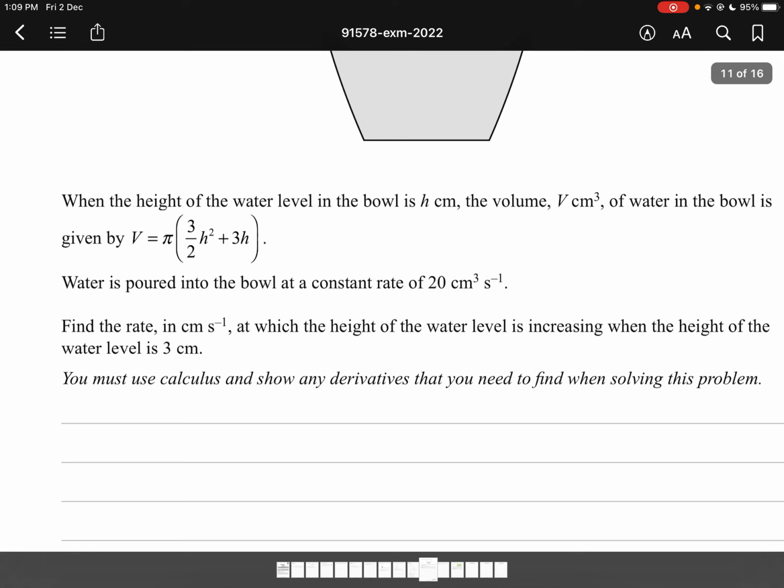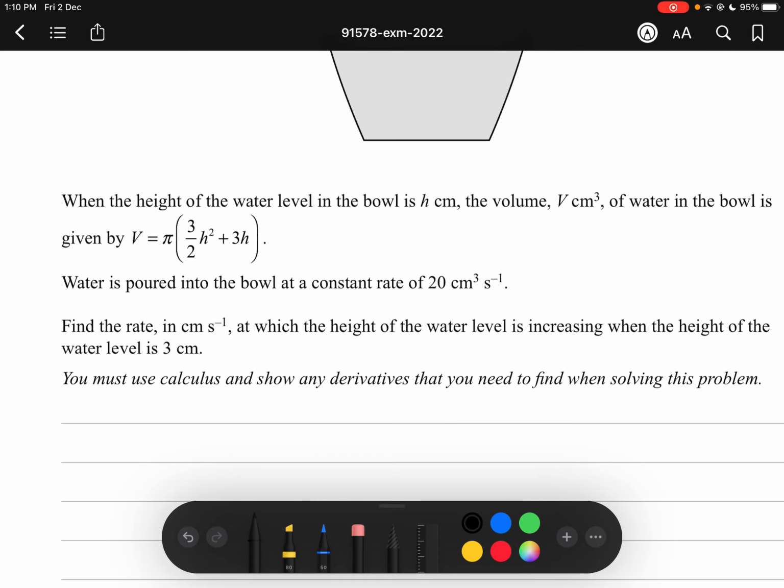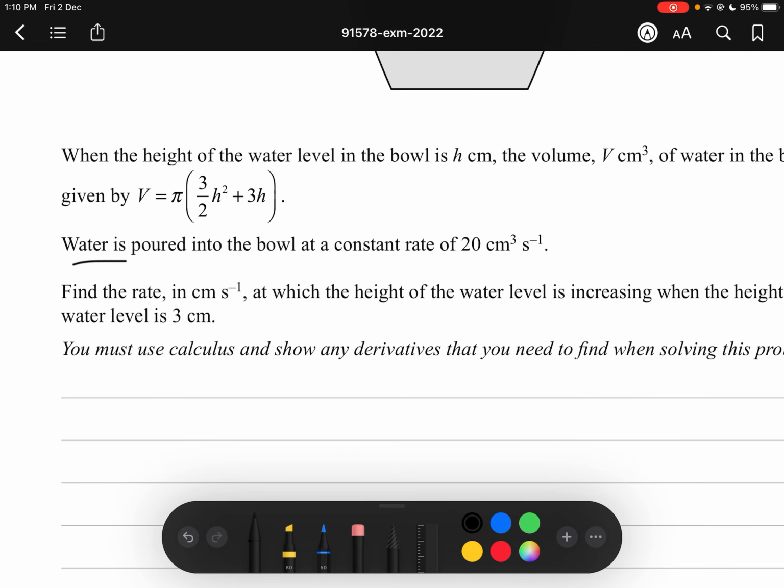Find the rate in centimeters per second at which the height of the water level is increasing, where the height of the water is 3 centimeters. Alright, so we have a simple related rates of change question here. So we're given that dv on dt is 20. That's the rate of change of the volume. And we want to find the rate of change of the height, which is dh on dt.